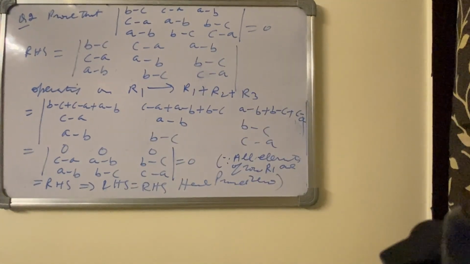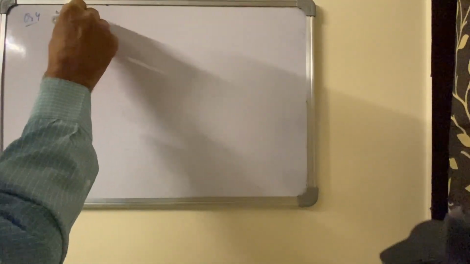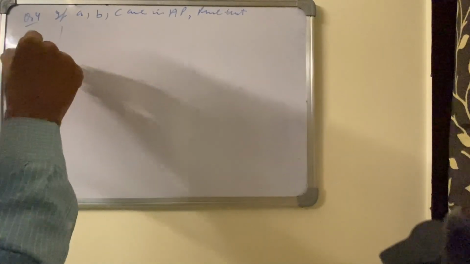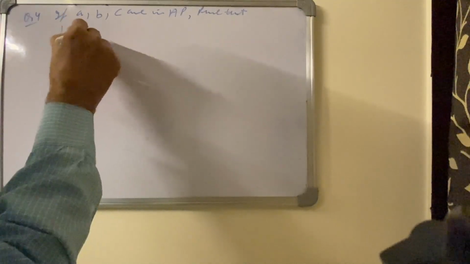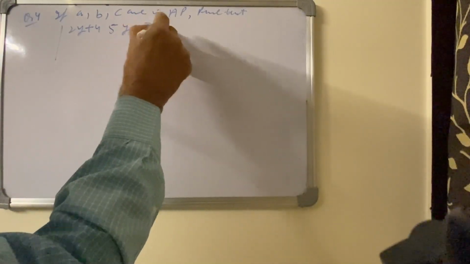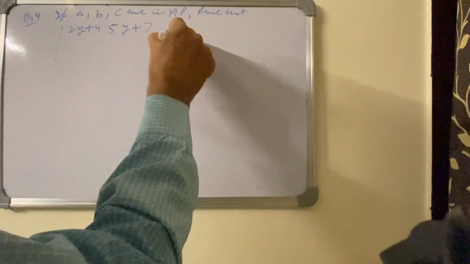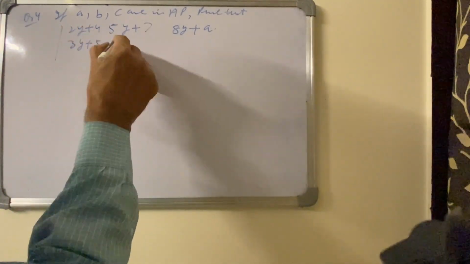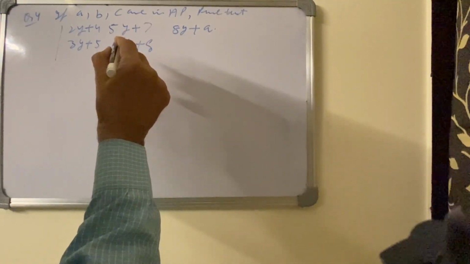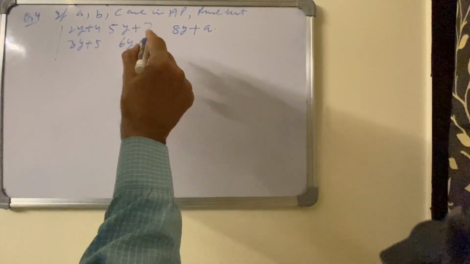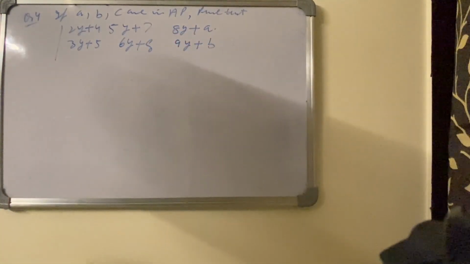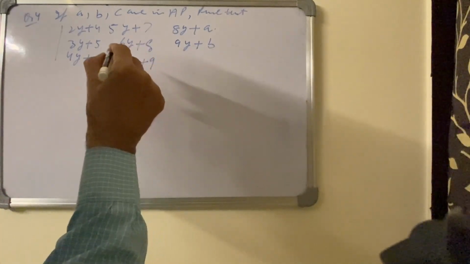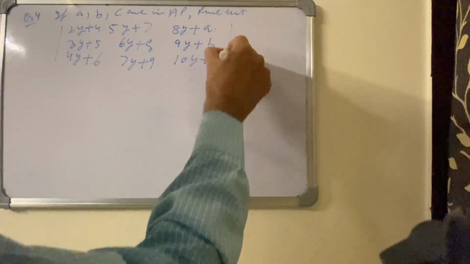Next question, question 4. If A, B, C are in AP, prove that determinant 2y plus 4, 5y plus 7, 8y plus a, then second row, 3y plus 5, 6y plus 8, 9y plus b, third row, 4y plus 6, 7y plus 9, 10y plus c is equal to 0.